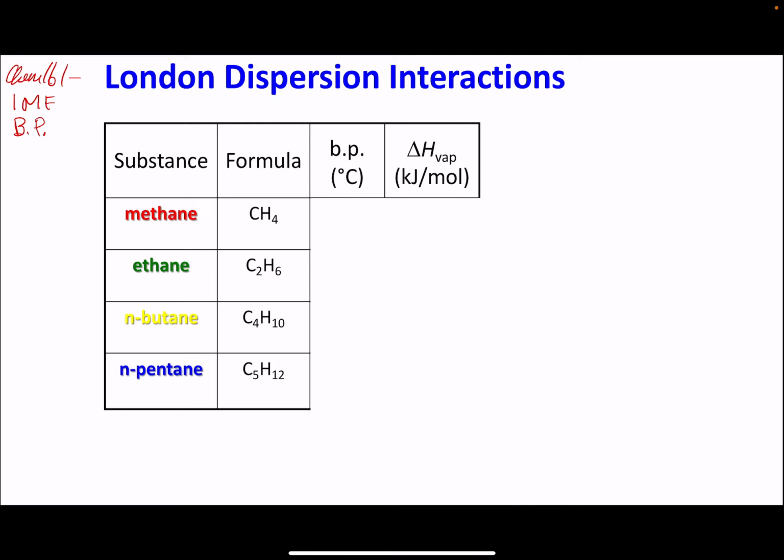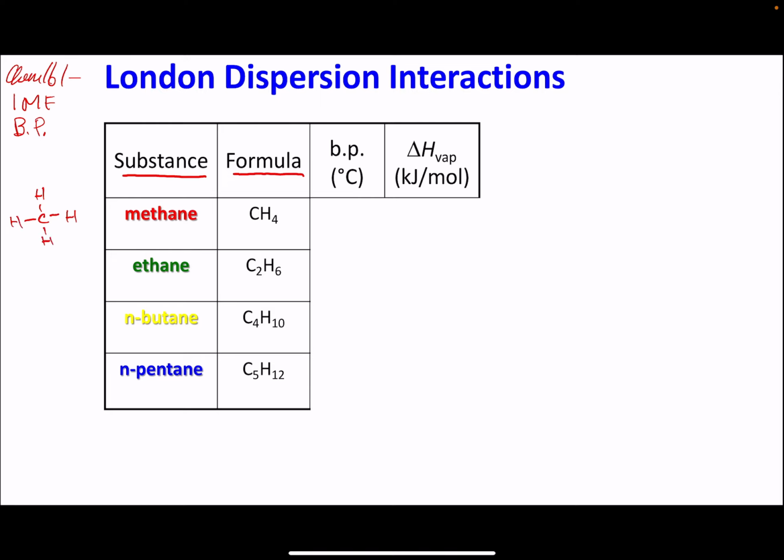And we'll start here with understanding each column in the table. So we have the substance listed below. We have methane, ethane, normal butane, normal pentane. And right next to it, we have the formula. Okay, so we see here that the formula indicates that we have a CH4 molecule. So in Lewis structure, we're looking at this molecule.